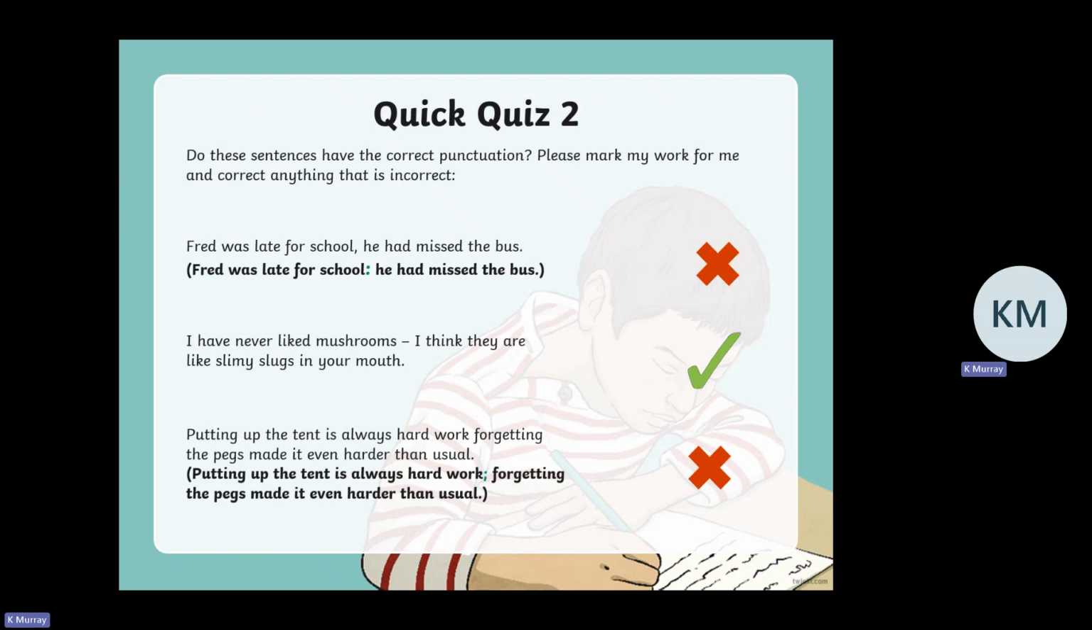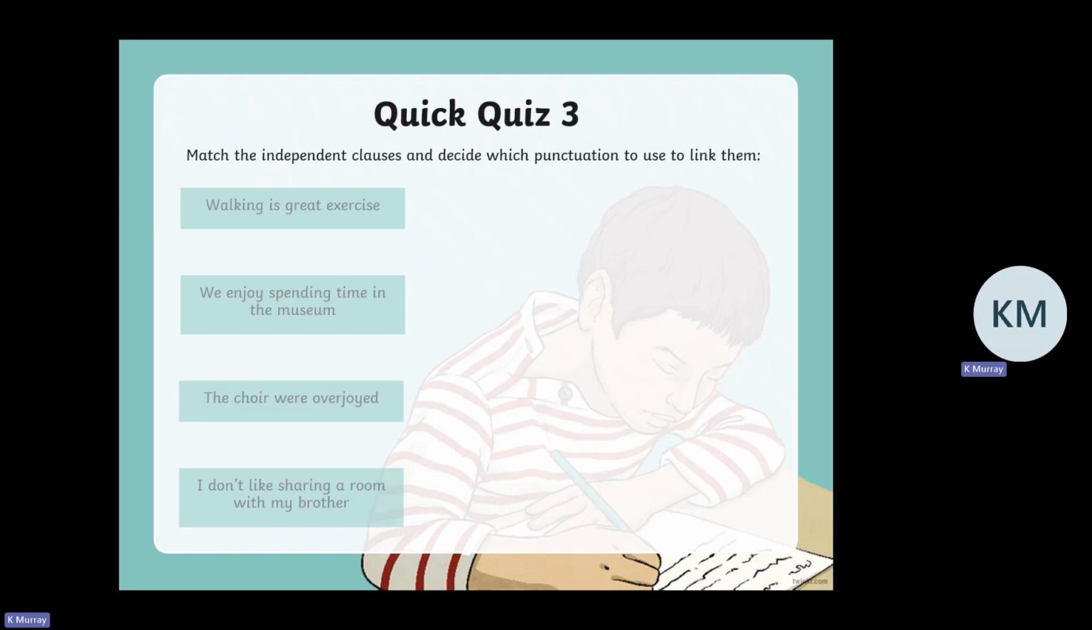Putting up the tent is always hard work, full stop. Forgetting the pegs made it even harder than usual, full stop. Could be two independent sentences, couldn't it? Or we link them with the semicolon, or the dash would have worked beautifully as well. The one piece of punctuation that won't work though is the comma. All right, the comma splice.